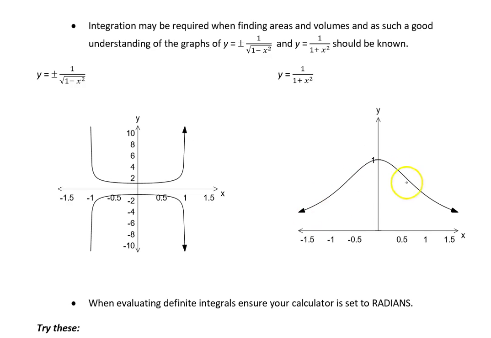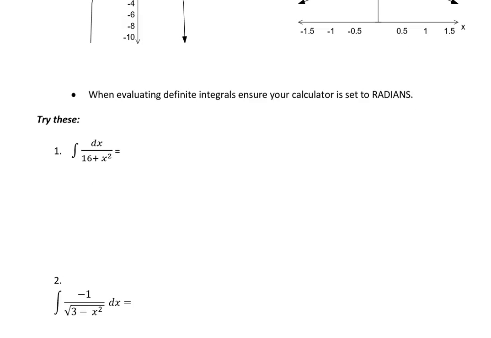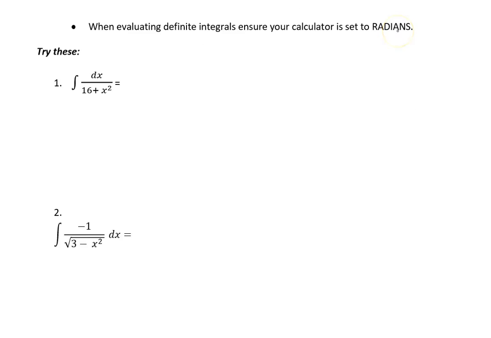And 1 over 1 plus x squared just becomes that. y is never a number bigger than 1, because we just keep adding on to the size of the denominator, which makes the overall number a smaller and smaller fraction. Just like I said, be familiar with those sketches. And always have your calculator set to radians if you're actually evaluating an area or a volume.